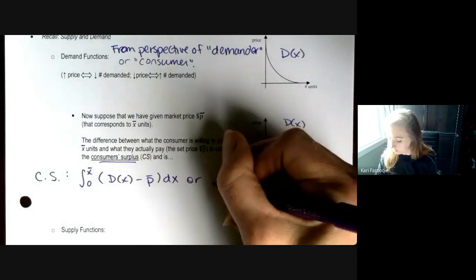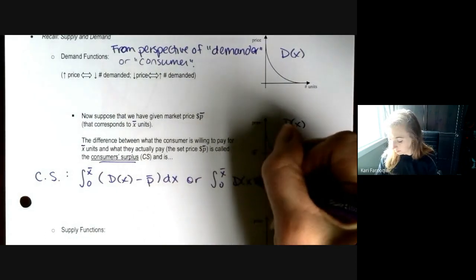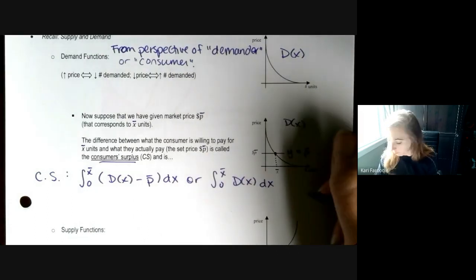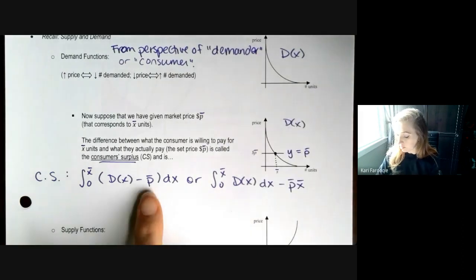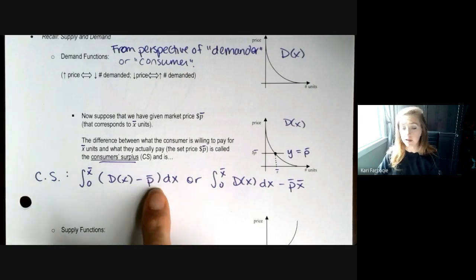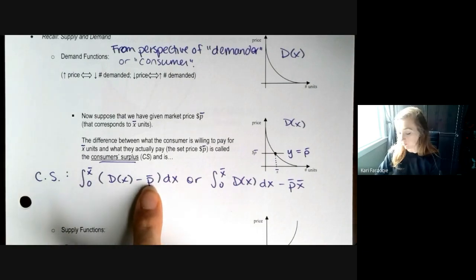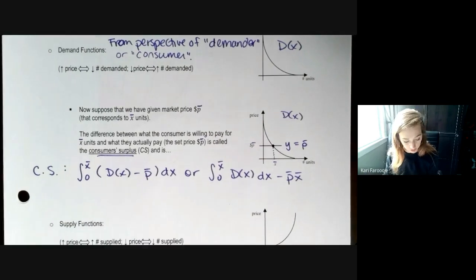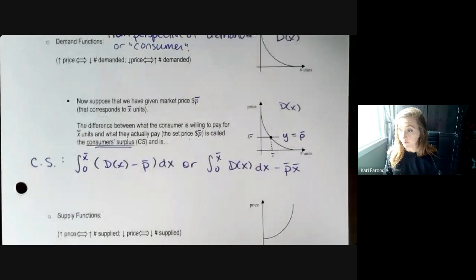This can also be written as the integral from 0 to X bar of your demand curve, d of x dx, minus P bar X bar. So this is just that quantity where if you're going to be integrating this with respect to X, this is a constant value. So that is just going to get an X plopped onto it. It's going to be P bar X, evaluated from 0 to X bar, which is where this comes from. So you can use either one of these when needed.